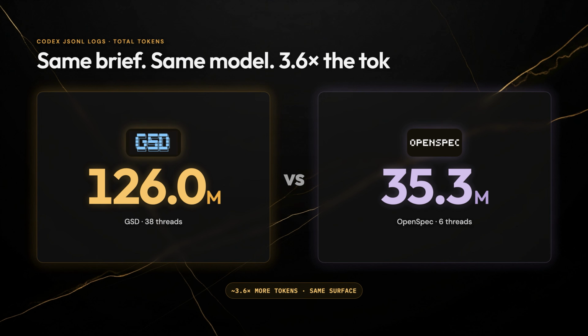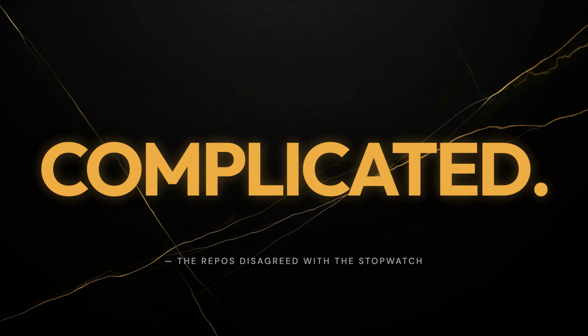At first, I thought the usage screenshots would be the best evidence I had. Later, I parsed the local Codex logs and the gap got even clearer. OpenSpec spent about 35.3 million tokens across 6 threads. GSD spent about 126 million tokens across 38 threads. Based on the numbers, this should be simple. One tool was much faster and used far fewer tokens. Except the final repos made it complicated.